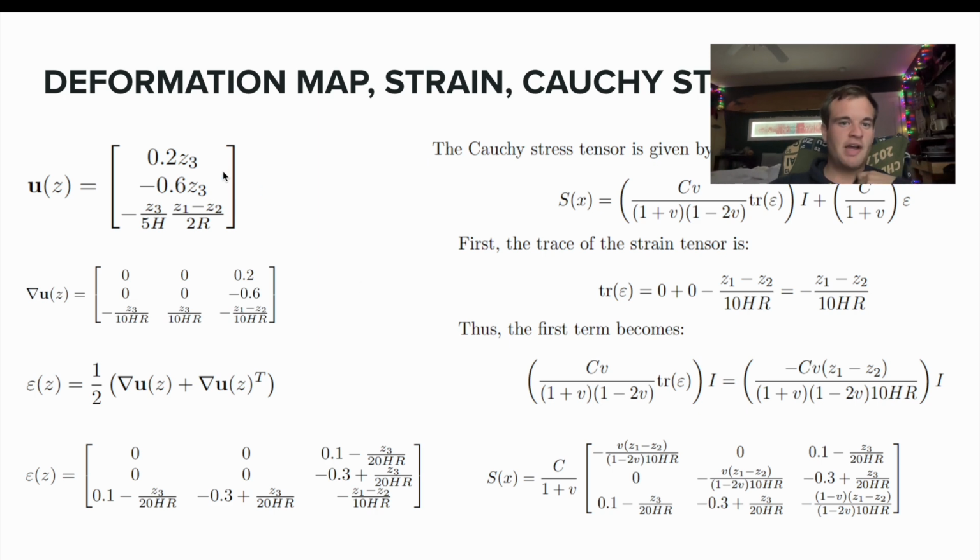First, I started by defining a deformation map for the week. That was the first objective of the week. Then the next step is to find the gradient of that so that you can then use this equation to find the strain. Here's our strain tensor. From our strain tensor, we can then use this equation.